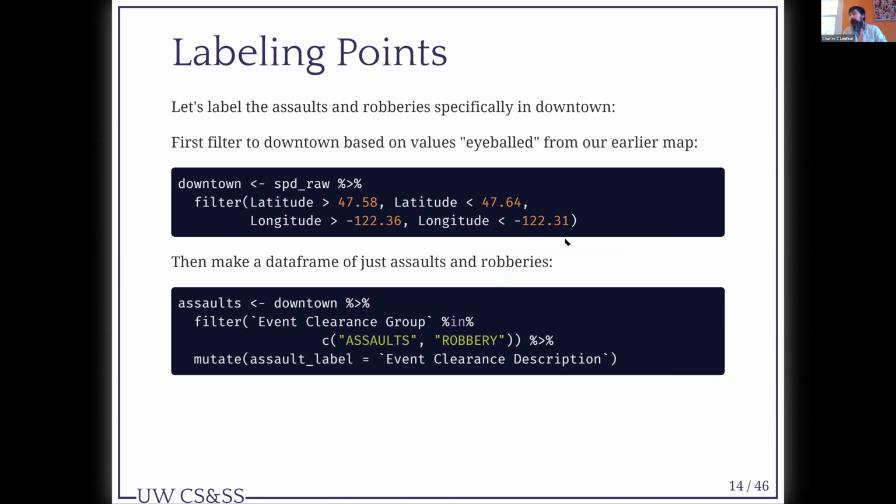So moving on to something slightly different. Let's label all the assaults and robberies that happened in downtown and put some labels on them. Haven't used labels in this class too much, but it's a useful thing to know about. So the first thing I'm going to do here is filter my SPD raw data down to just the events occurring in downtown. To do this, I just eyeballed it on a prior map.